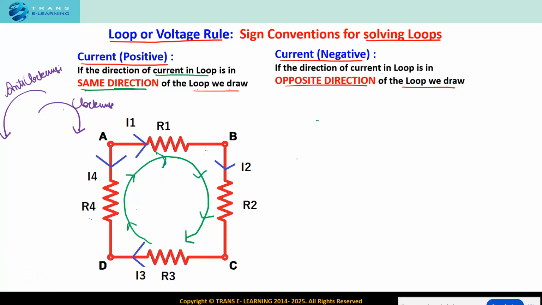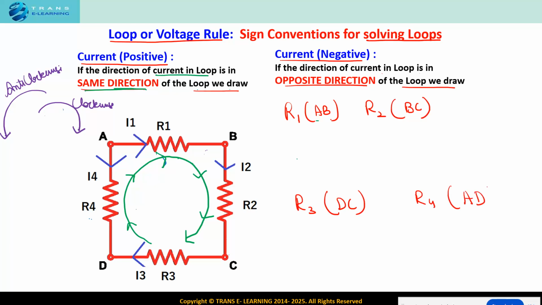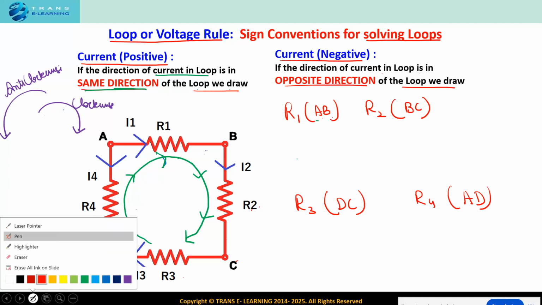So we have resistance 1, which is AB. Then we have resistance 2, which is BC, resistance 3, which is DC, and resistance 4, which is between A and D. So resistance R1 is between points A and B, resistance R2 is between points B and C, resistance R3 is between points C and D, and resistance R4 is between points A and D. So now let us compare.